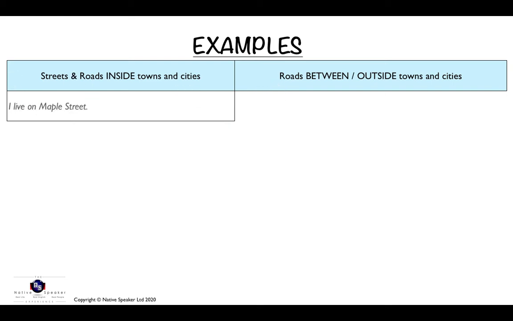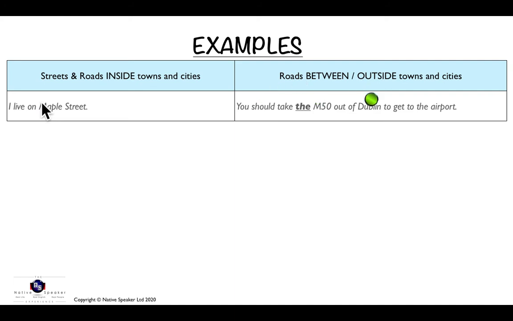So I live on Maple Street. In that example, you should not use the. If a street or a road is inside a town, then you will not use the. So that's a mistake. Make sure you get rid of that.